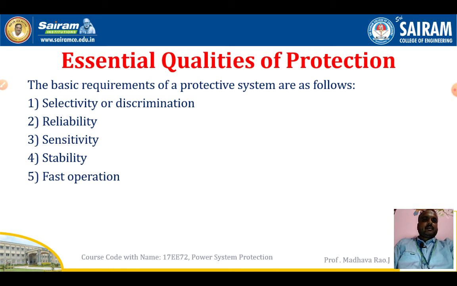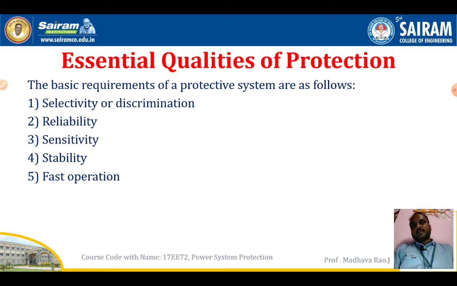So here there will be generators, transmission lines, and auxiliary devices like fuses, circuit breakers, and relays. So we need to select the particular place, the particular zone, and we need to protect that zone.